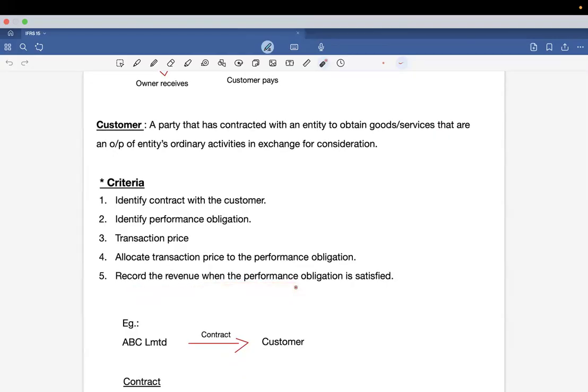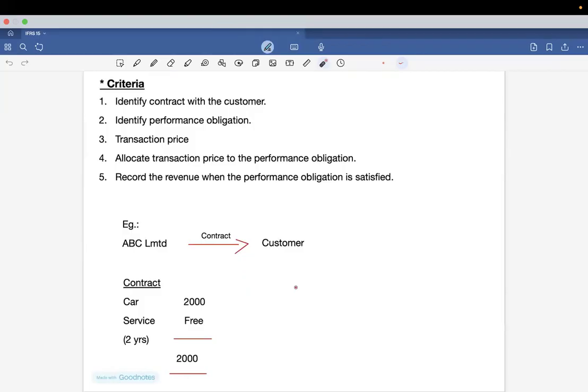The fifth step is to record the revenue as and when the performance obligation is met. That means IFRS 15 clearly tells you that you can't record any revenue before you have met the performance obligation. So we only record the revenue once the service has been performed. The established rule is that if you receive any revenue before meeting the performance obligation, it is considered a liability.